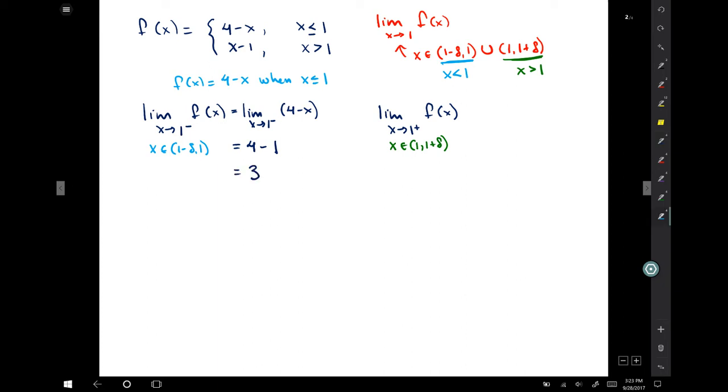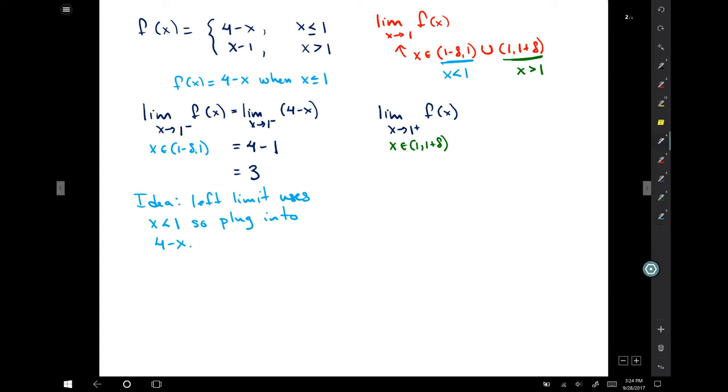So again, the idea here is that in the left limit, we only have x less than 1. So the left limit uses values of x that are less than 1, so we plug into 4 minus x.